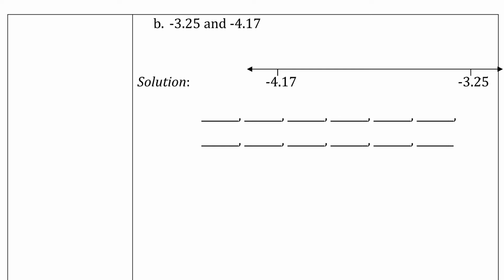But I'm going to use the exact same thing, okay? So I'm going to say negative 4.1700. I'm just going to put some placeholders in there to help us get a little bit more creative in our thinking. And negative 3.2500. So we need to figure out a few numbers, 12, between negative 4.17 and negative 3.25.